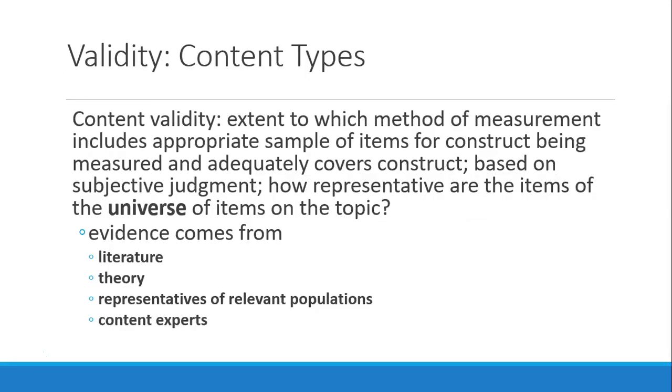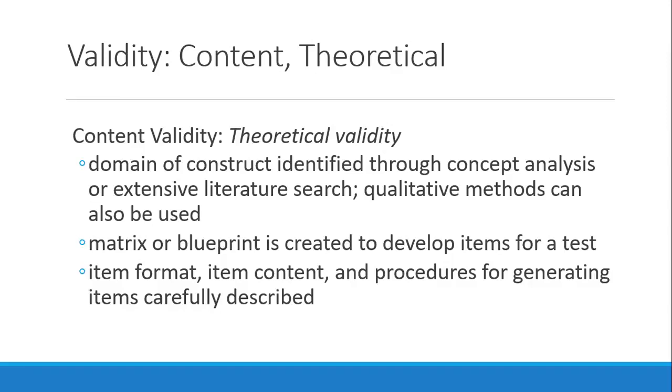Additionally, when you're looking at content validity, you want to make sure that the items created are paying attention to the universe, in quotes, of items on the topic. Once again, you can get that evidence from various sources as mentioned previously. Theoretical validity is gained through an extensive literature search. It is important to pull theory into it, but remember that qualitative methods can also be used because of the themes or codes that are generated, and then you can map them with a blueprint. The item format, content, and procedures for generating the items have to be carefully described if you're creating a new instrument.